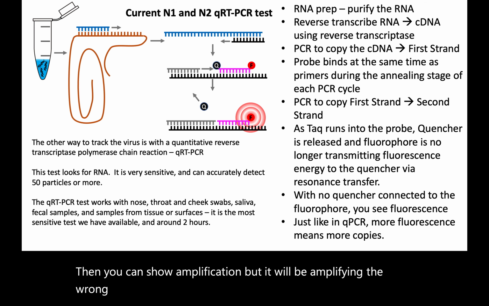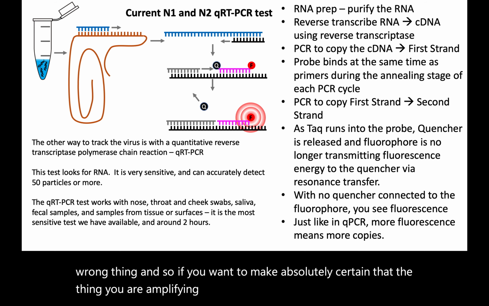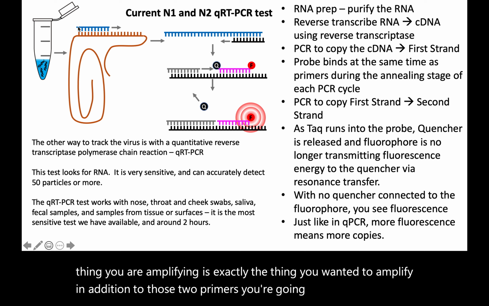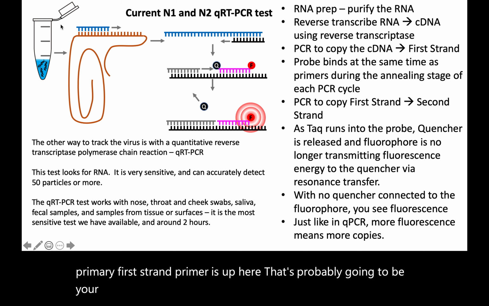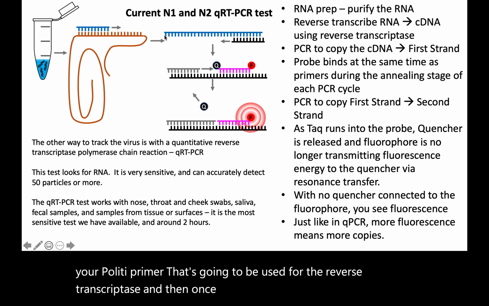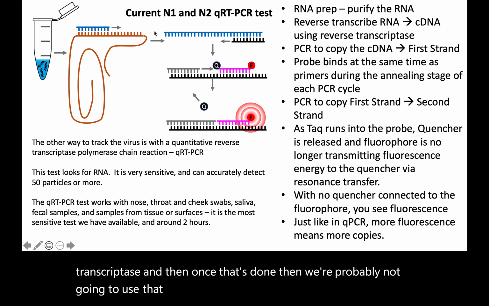And so if you want to make absolutely certain that the thing you are amplifying is exactly the thing you wanted to amplify, in addition to those 2 primers, you're going to have, rather, 3 primers. First strand primer is up here. That's probably going to be your poly-T primer. That's going to be used for the reverse transcriptase. And then once that's done, we're probably not going to use that anymore. We just put a little bit of that in. And then you're going to have your 2 primers for PCR.